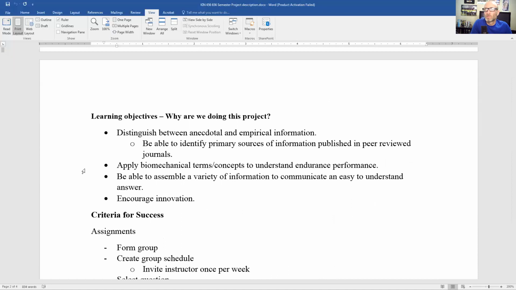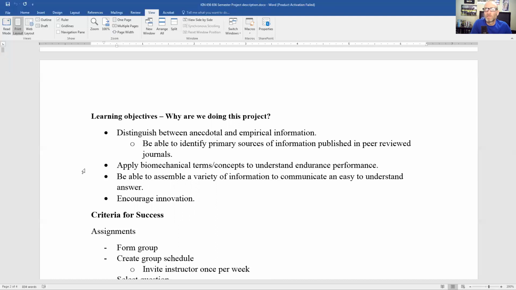I want you to be able to apply biomechanical terms and concepts to understand endurance performance. That's really important. So in 346, you learned biomechanical terms and concepts. Now we're going to shift that to applying those terms to understand something, in this case, understanding endurance performance.